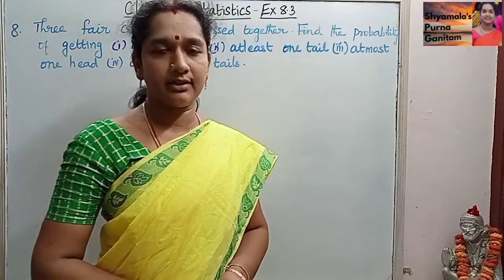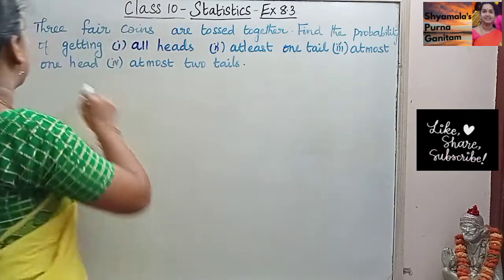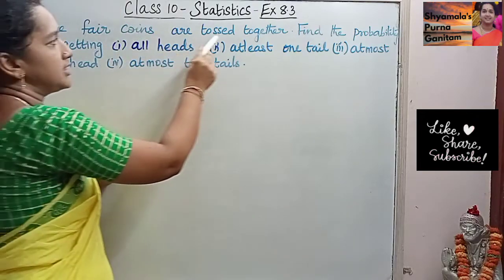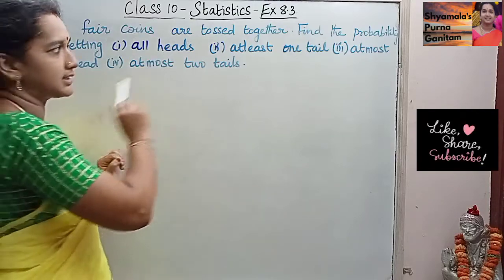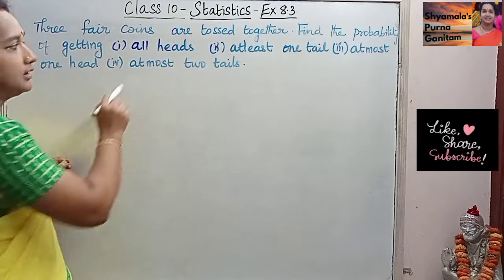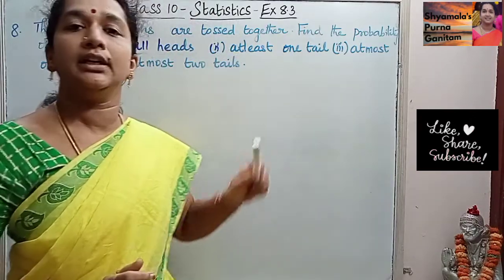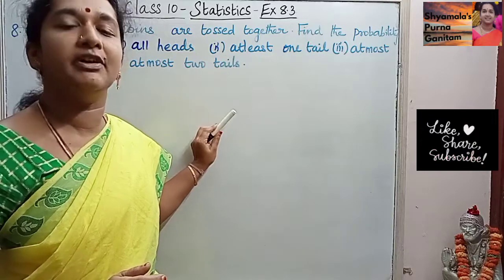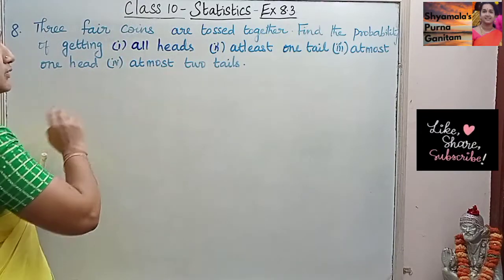8th chapter, Statistics and Probability. Exercise 8.3, 8th sum. 3 fair coins are tossed together. Find the probability of getting all heads, at least one tail, at most one head and at most two tails. So these are all the 4 options given. We need to find the probability of all these 4 things.